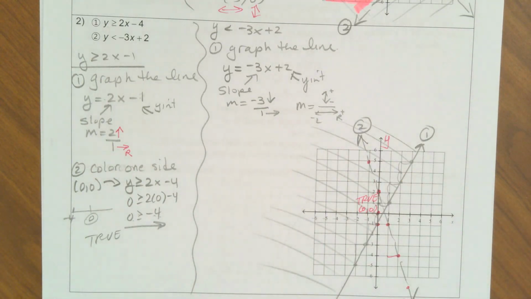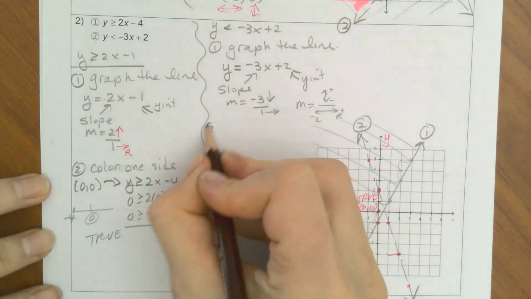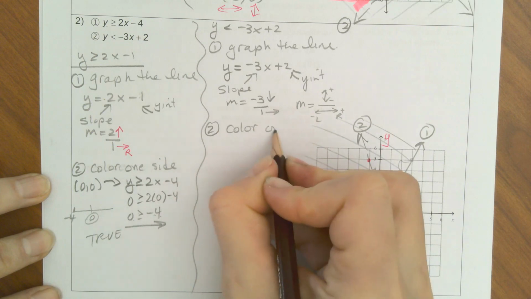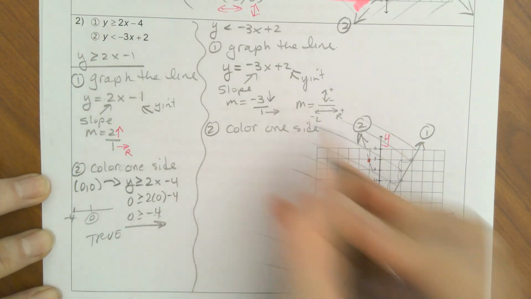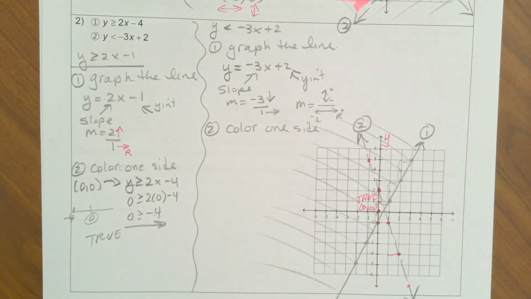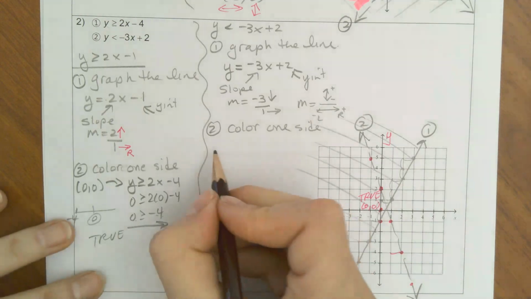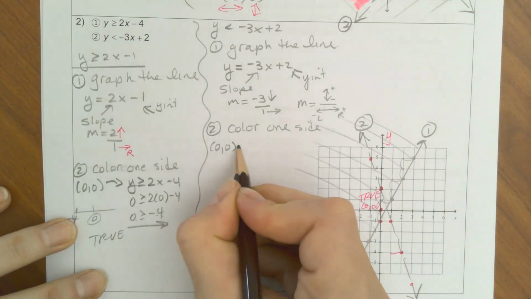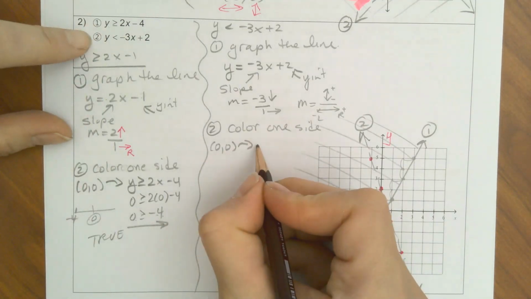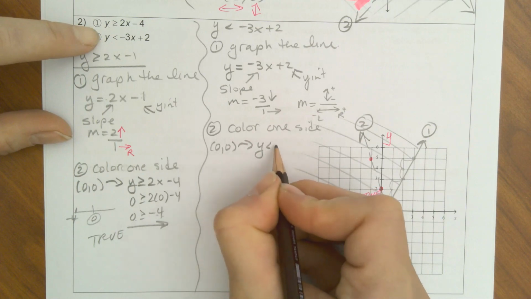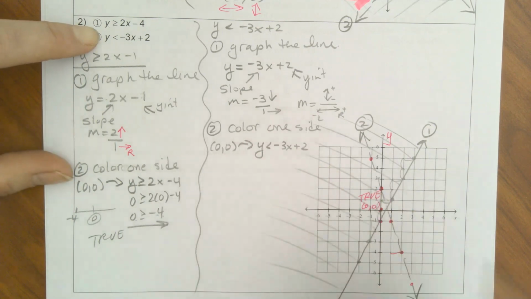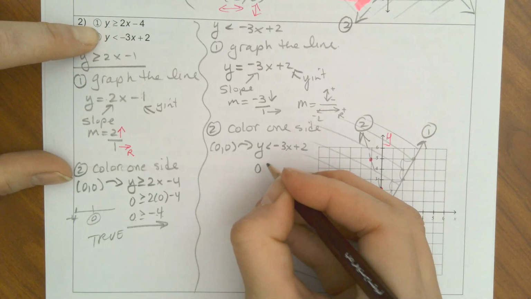Now I have to decide what side to color. So step 2, color one side. What point can I choose? Any point I want, I pick an easy one. So I pick 0, 0 because it's the easiest one. I'm going to take 0, 0 and substitute it into the second inequality and see what kind of statement we get.